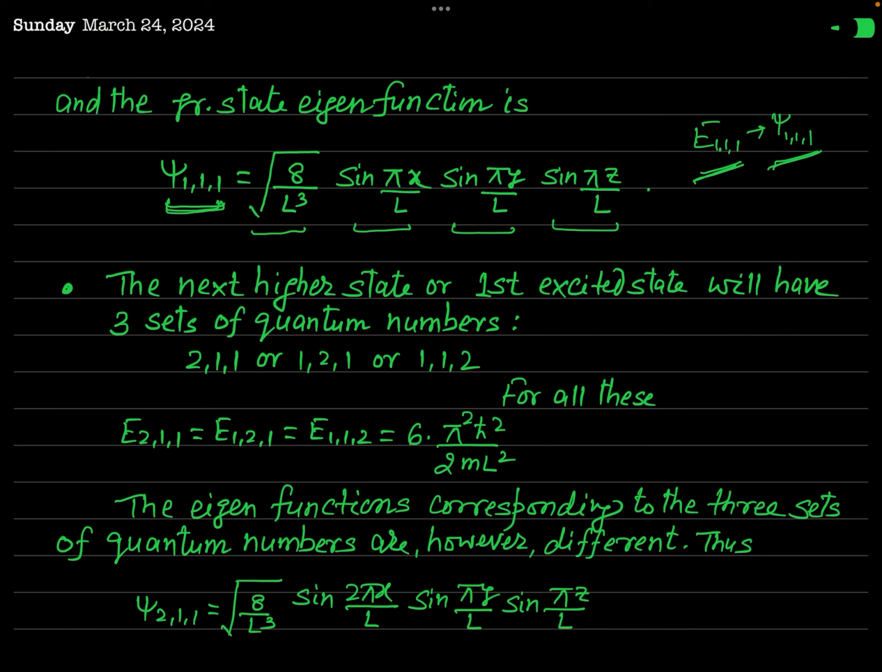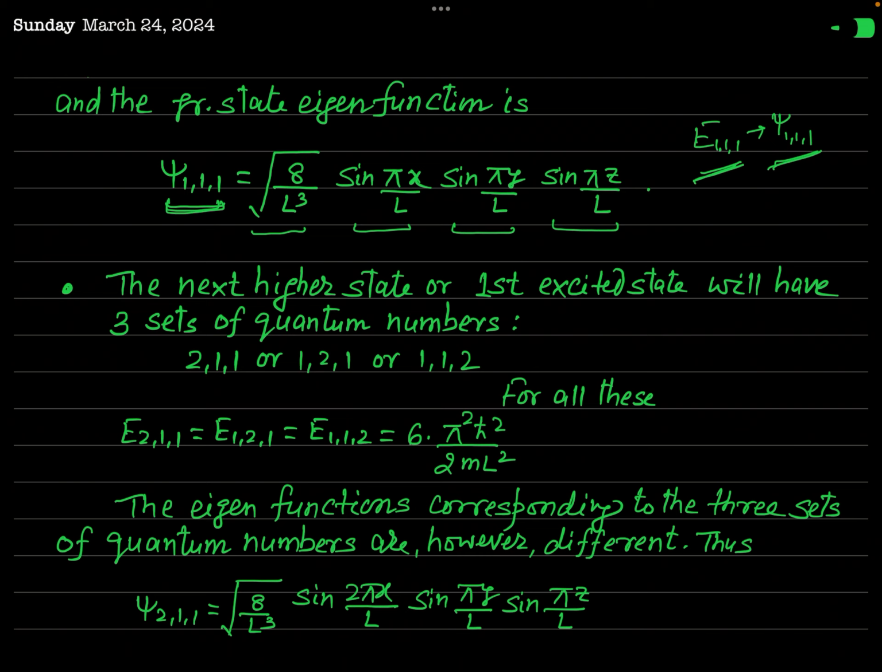It means the ground state of the electron inside a potential box is non-degenerate. Now let us think about the first excited state. What will be the quantum numbers for the first excited state? When you take any one of the quantum numbers equal to 2 and the remaining two equal to 1, then you will get the first excited state.